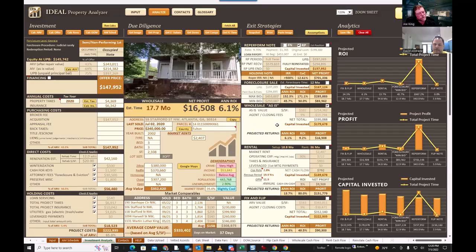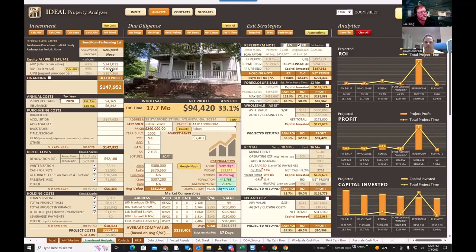And with my overall capital now at 179, I started with 147, now it's at 179. And my as-is value set at 214,000, which is probably really low. I'm thinking this is going to be more like 300. I'm going to put it at the 300 mark because this is a fairly new property and there's probably not a ton to do on it.